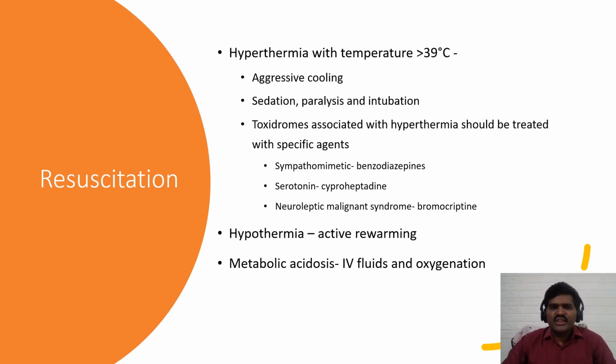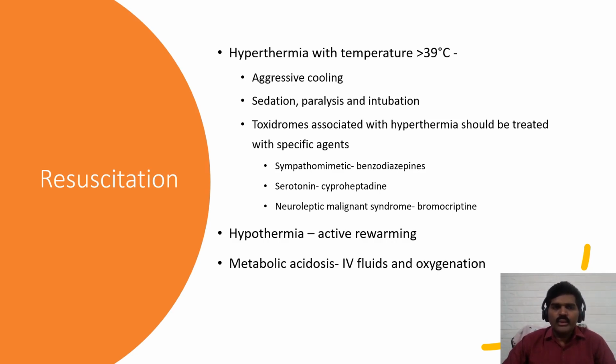Continuing the resuscitation, hyperthermia or hypothermia have to be dealt with. Hyperthermia is defined as temperatures greater than 39 degrees centigrade. You need to go for aggressive cooling, and sedation, paralysis, and intubation should be instituted. Toxidromes associated with hyperthermia should be treated with specific agents. Sympathomimetics, benzodiazepines are the specific agents. For serotonin-induced hyperthermia, cyproheptadine. For neuroleptic malignant syndrome induced by antipsychotics, bromocriptine is the drug of choice.